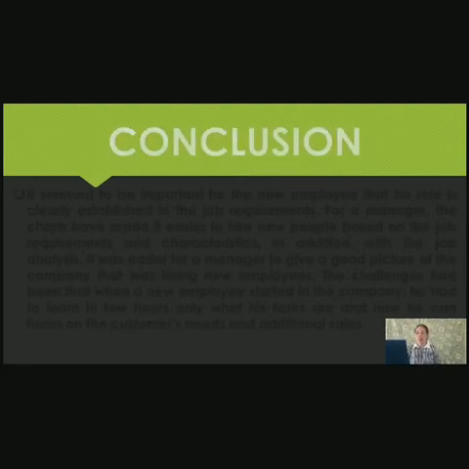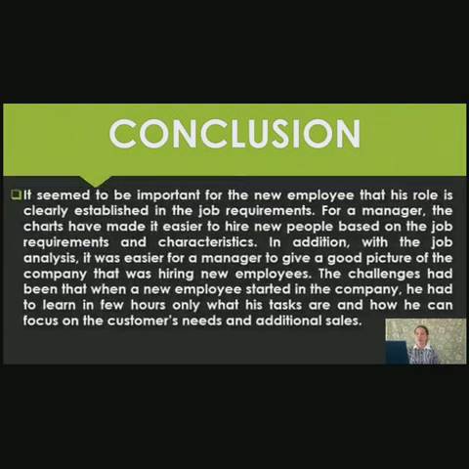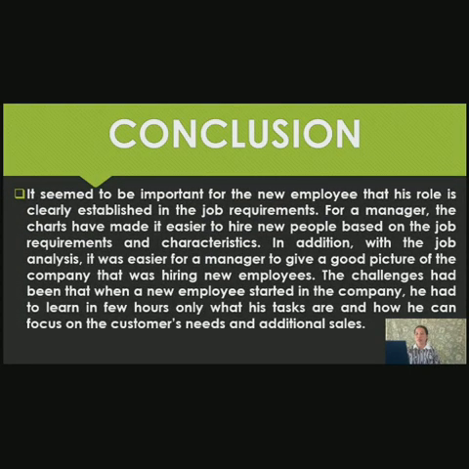Based on the findings, the researcher concluded that it seemed to be important for the new employee that his role is clearly established in the job requirements. For a manager, the charts have made it easier to hire new people based on the job requirements and characteristics. In addition, with the job analysis, it was easier for a manager to give a good picture of the company that was hiring new employees.